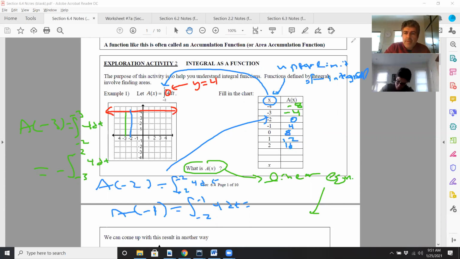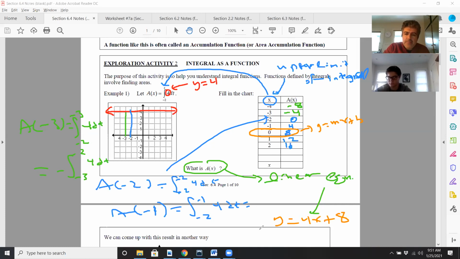I see 3 people chimed in. Some people are saying 4x plus 8. Good. It's 4x plus 8. Because if you think about it, your y-intercept is (0, 8). So y equals mx plus b, right? So your b is 8, and your slope is 4. So y equals 4x plus 8.